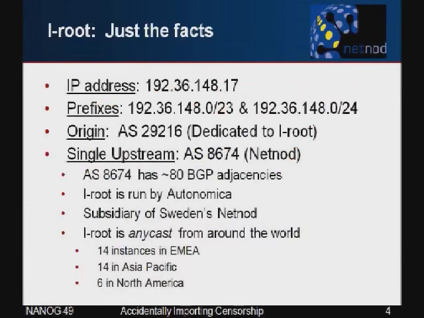So the other piece of the story here is the iRoot. The iRoot is seen globally via a /23 and a /24, originated out of a dedicated AS transiting 8674, and it's operated by NetNod. There are 34 instances of the iRoot across the internet, including one in Beijing, the one that we'll be referring to in this talk. It's important to note also that F and J also have instances in Beijing.